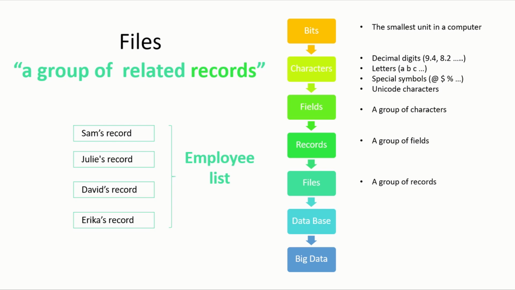A file is a group of related records. This means that each file contains records about a certain topic. In the example shown, Sam, David, Julia, and Erica are employees working in a company. If the company were to create a file which contains a list of all the employees who work at the company, then Sam, Julia, David, and Erica's records are grouped together, along with the other employees' records, into a single file called employee list.